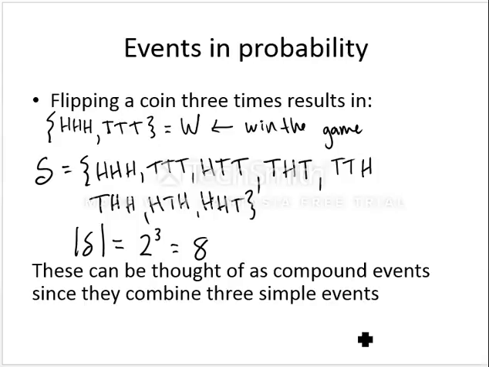Okay? When they talk about compound events, by the way, this is an example where we do have compound events, because a simple event could just be a heads and a tails. Compound would be a combination of heads and tails like we see in this sample space.